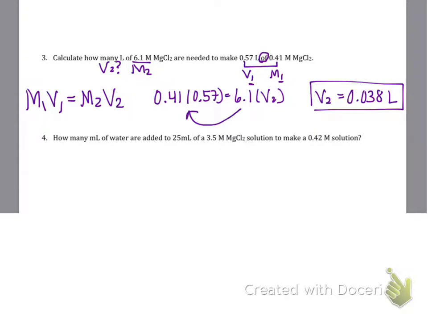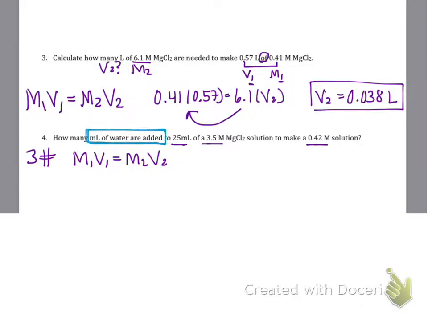All right, the next problem says how many milliliters of water are added to 25 mils of a 3.5 molar magnesium chloride solution to make a 0.42 molar solution. Okay, I have 1, 2, 3 numbers here. So my 3 numbers means I am going to use M1 times V1 equals M2 times V2. Now, a little note here, it talks about milliliters of water added. When you see this phrase, you know it's going to take 2 steps to get to the answer. You first need to find out your missing volume. So the volume is going to be missing. And then you need to do a subtraction to get to water. So it takes 2 steps.